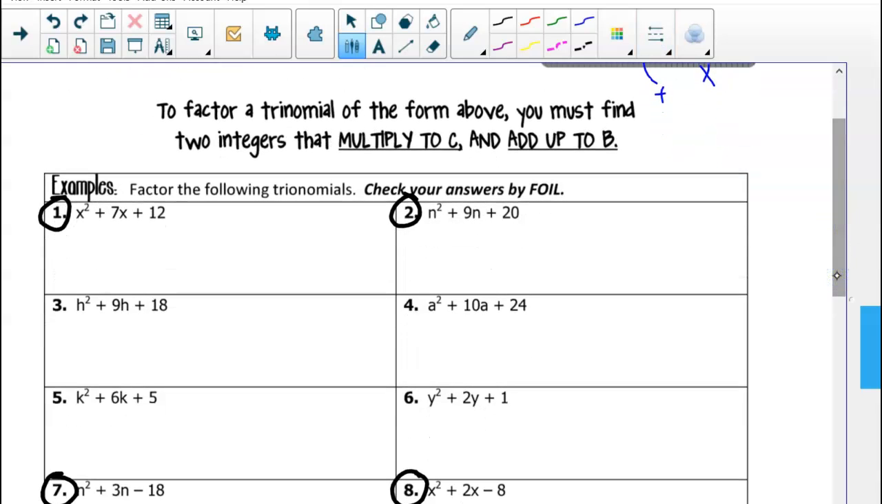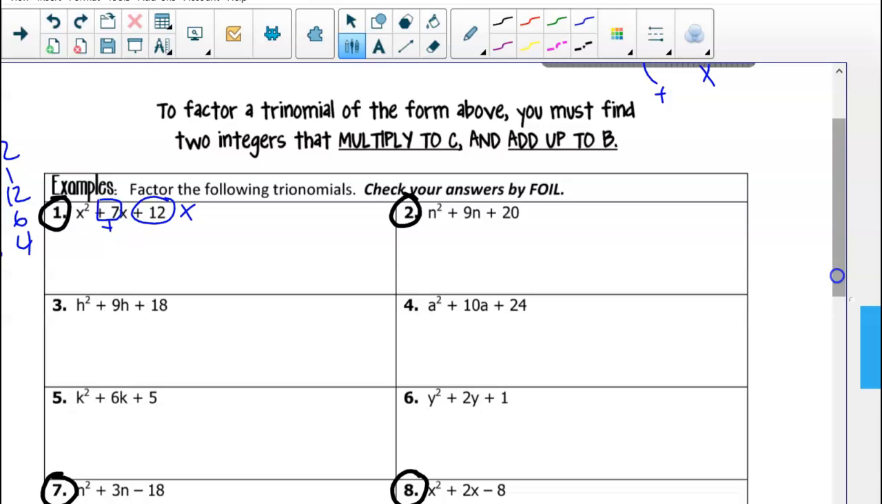For number 1, we need to find 2 numbers that multiply to be 12, but add to be positive 7. So until you get the hang of this, I would recommend just listing out your factors. So for 12, I'm going to list them all out and then go through them all. 1 and 12, 2 and 6, and 3 and 4. Those are all the factors that multiply together to be 12. Of those, we need to choose which of these are going to add to be 7.